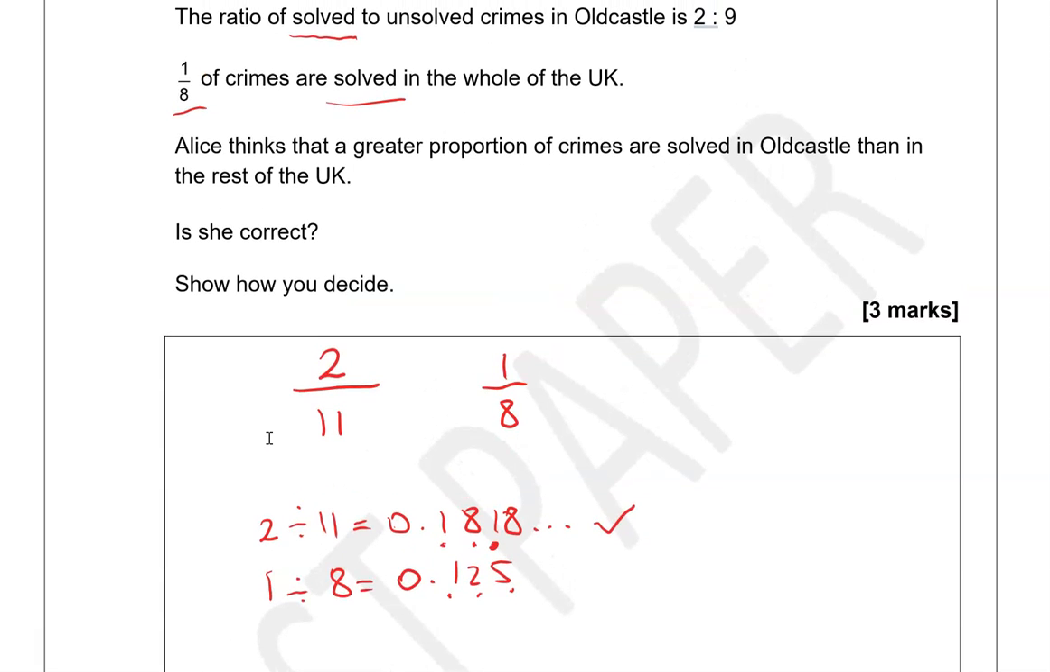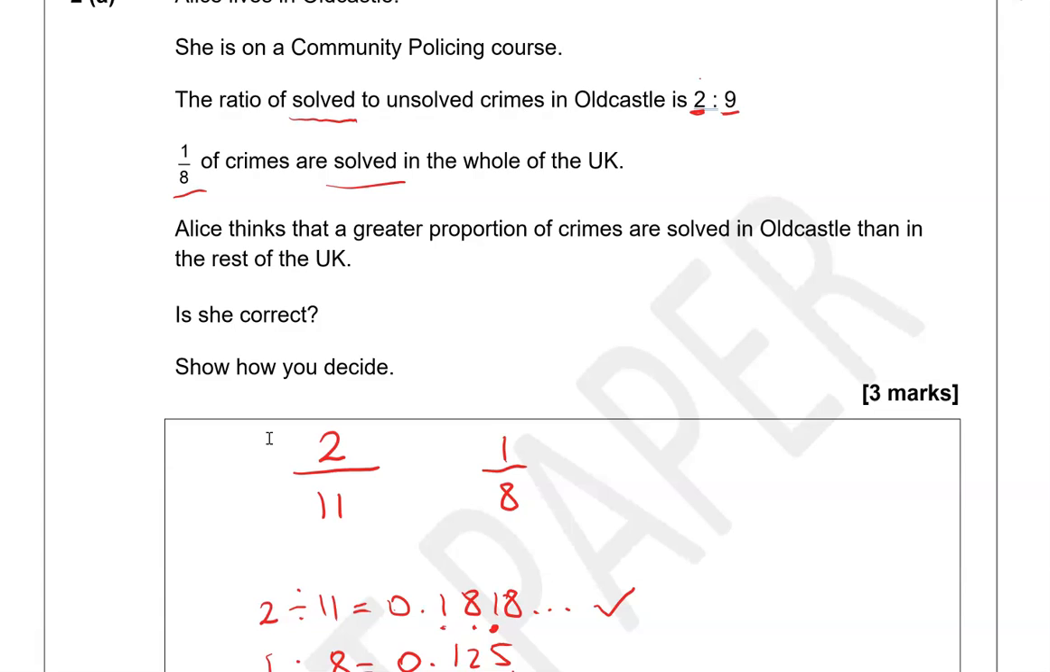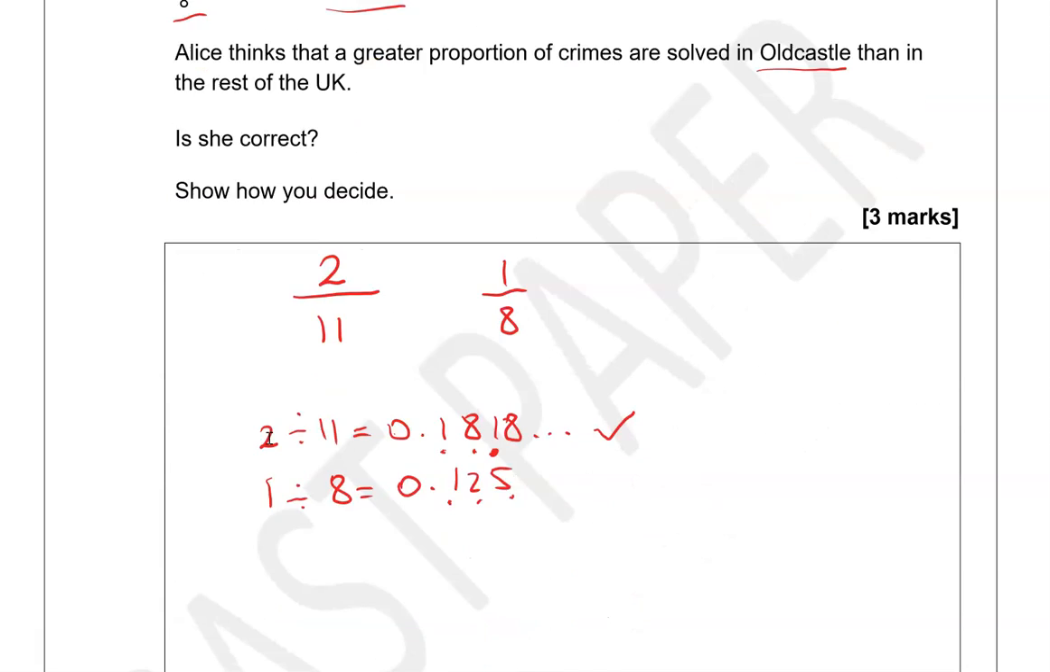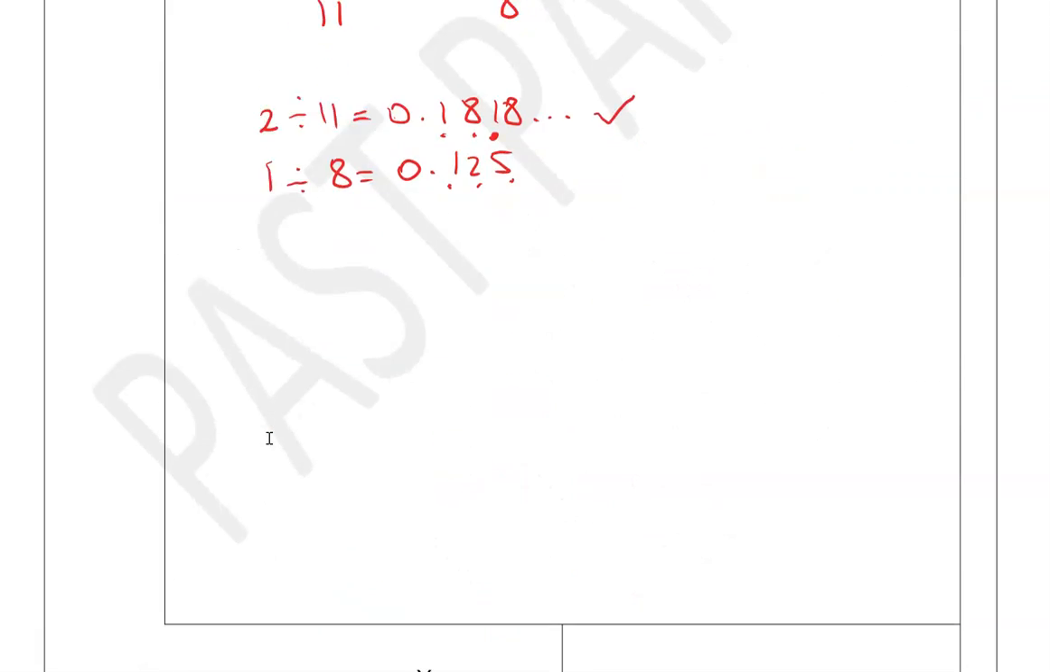So that was for Oldcastle. Alice thinks that a greater proportion of crimes are solved in Oldcastle than in the rest of the UK. She is correct. So I'm going to say yes.